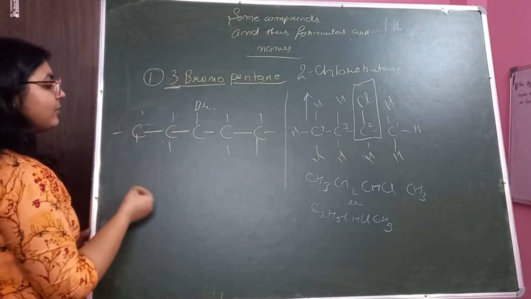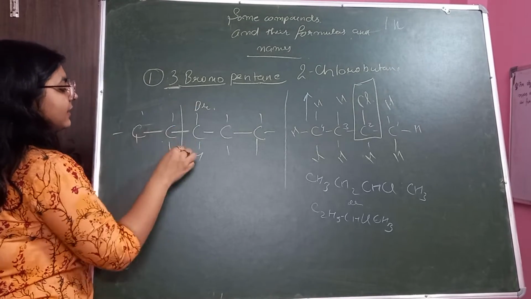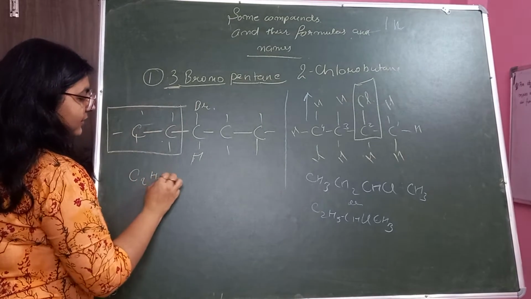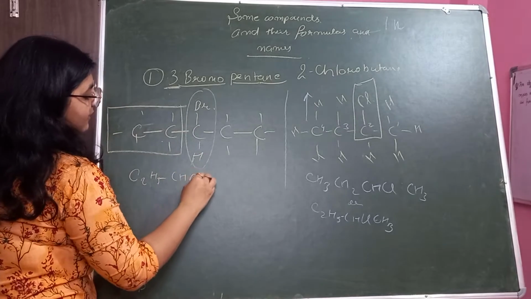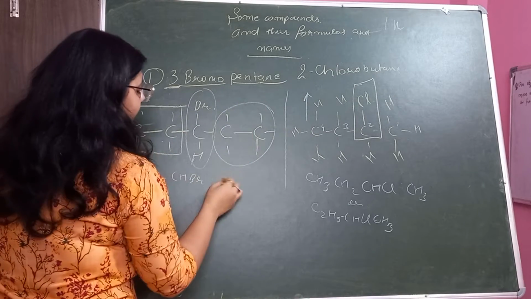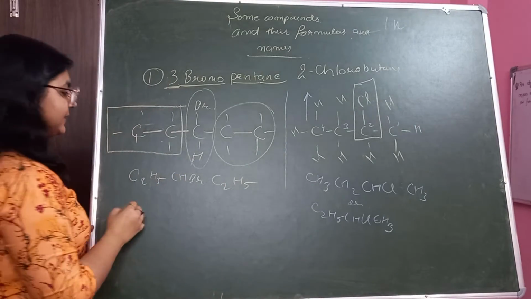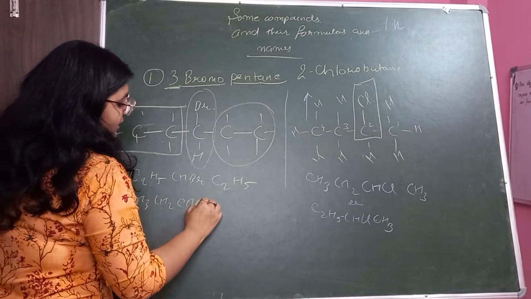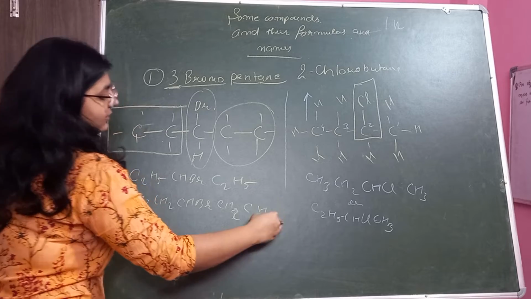Now what will be the formula for it? The formula will be C2H5, then write CHBr, then again C2H5. Or you can write CH3, CH2, CHBr, CH2, CH3.